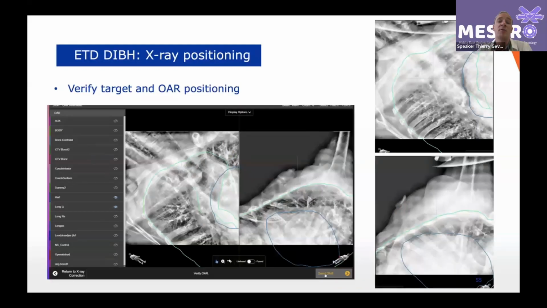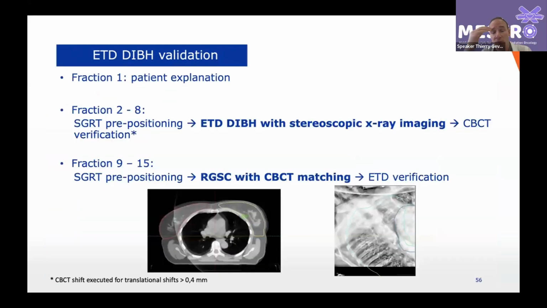And then you can also transpose structures like the lungs onto those images in order to see whether or not the lungs are within the thoracic wall. So you also have an organ at risk verification. Before applying that kind of new strategy in our department, we wanted to see whether we can evaluate it, but also validate it.